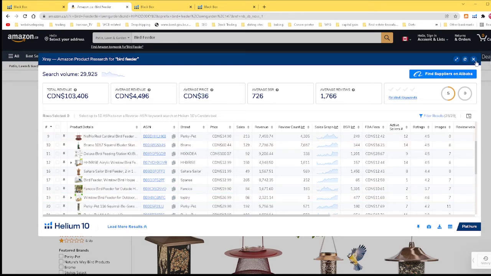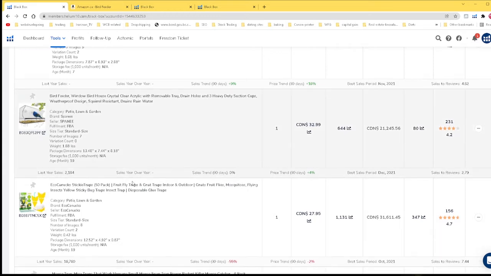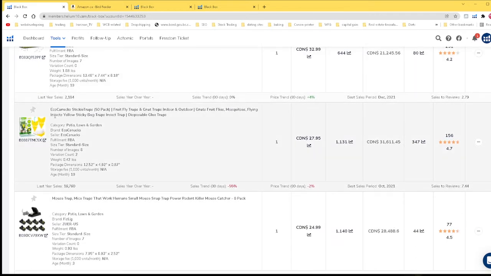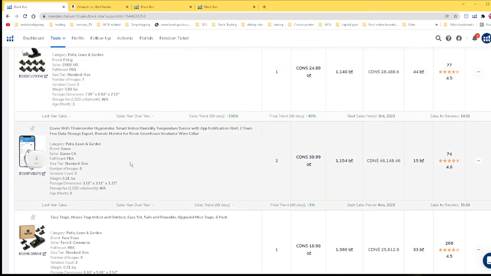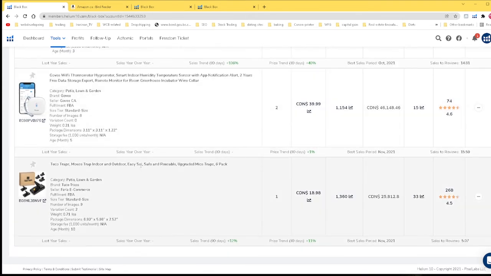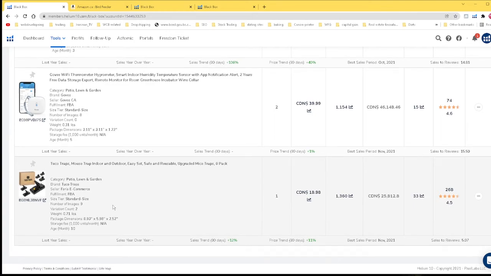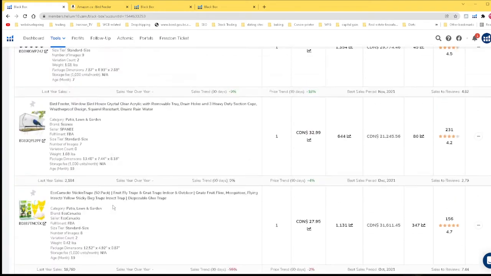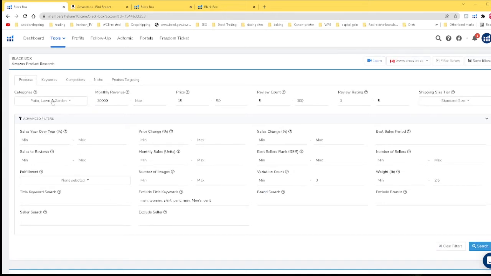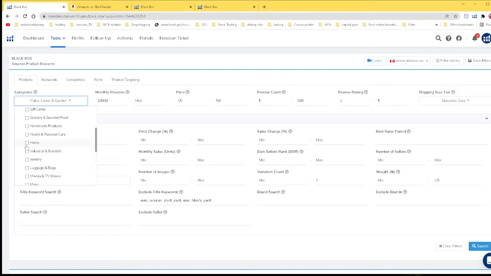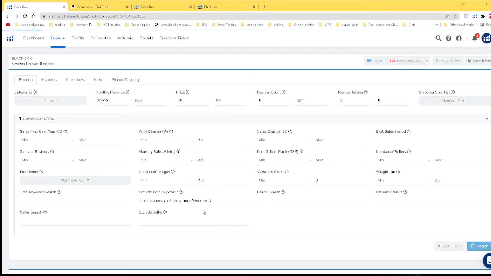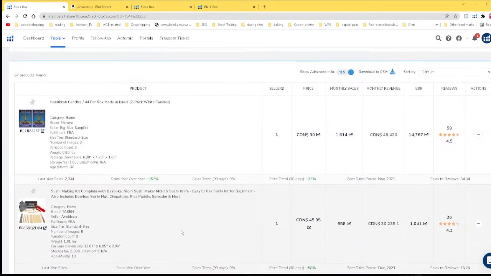So let's move on to the next one in the list. We go back here, and this one is just the fruit fly traps, and this one is mouse traps. I actually had mouse traps before, and it was okay, but it became a little bit problematic, and I stopped selling them. So now we're going to move to a different category. Let's do the home one and uncheck the garden and lawn.